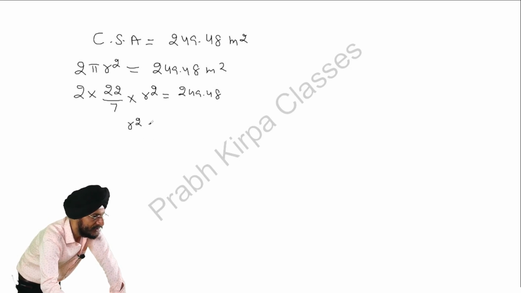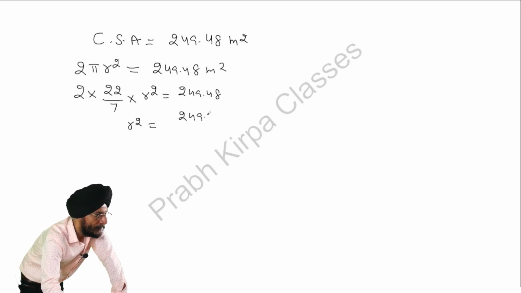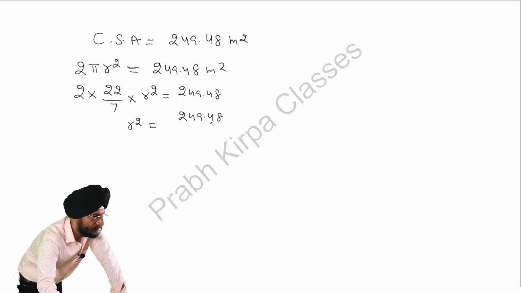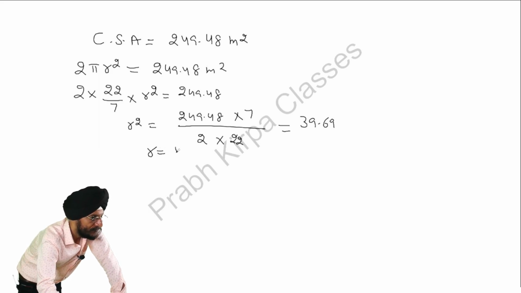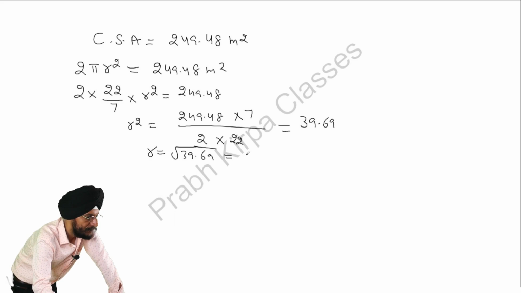So now r square is equal to 249.48 into 7 over 2 into 22, and it will come as 39.69. This is r square. So now r is equal to under root 39.69, and it will come as 6.3 meter. This is the value of r, radius.